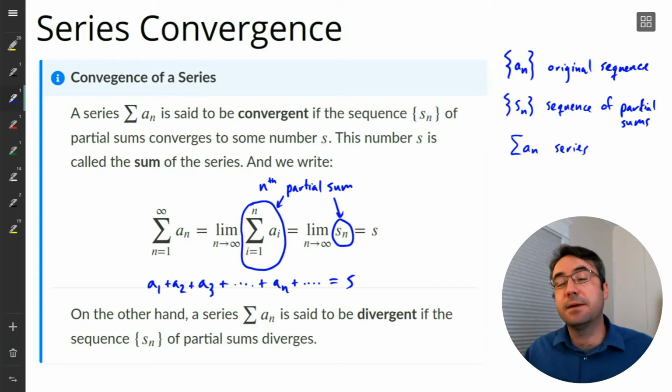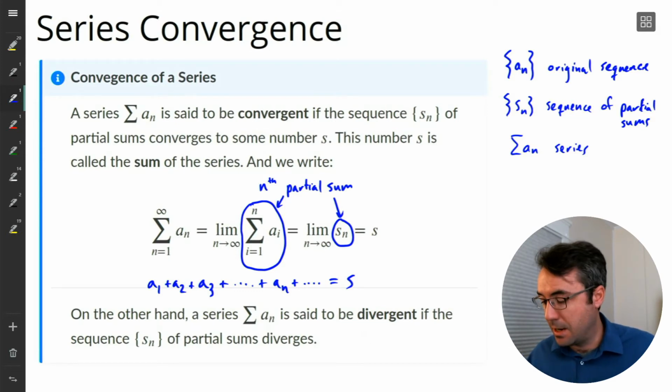It might get really big. It might just be bouncing back and forth between a few different values. But in any case, if this sequence of partial sums diverges for whatever reason, we say our series diverges as well.